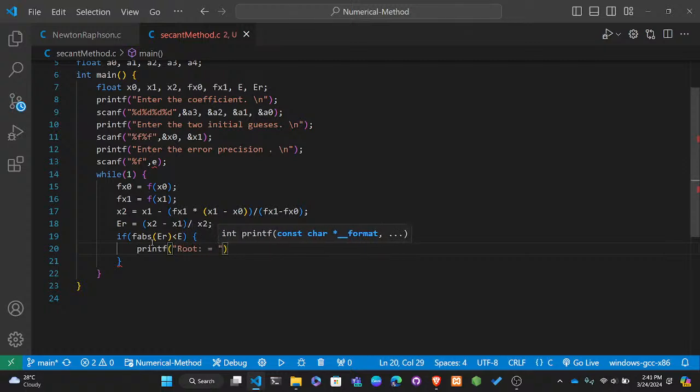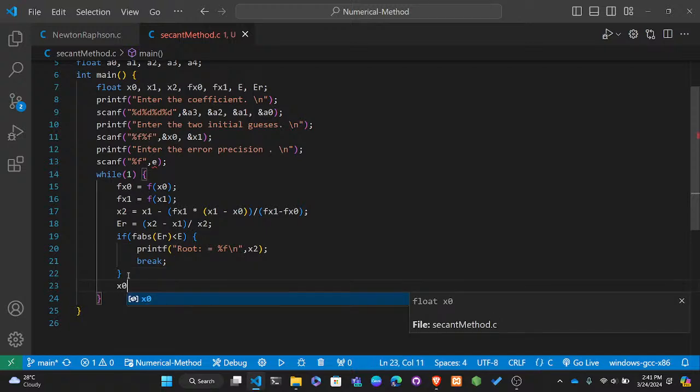Root is equal to %f. That will move to the next line, and that root is on x1, right? Oh no, that will be stored in x2, since we are using the x2 formula here. Okay, now let's break the loop. I think you didn't get why I am using while 1, right? So I will make you understand after the completion of the program.